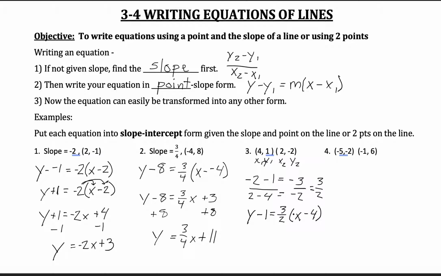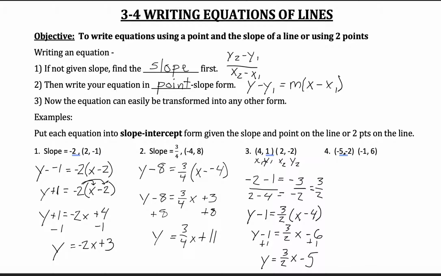Then we want to transform this into slope-intercept form by distributing first, so we have y minus 1 equals 3 halves x minus 6. Then we add 1 to both sides, and we get y equals 3 halves x minus 5. There we have our equation of the line in slope-intercept form. Now would be a great time to go ahead and pause the video and try example 4 on your own.